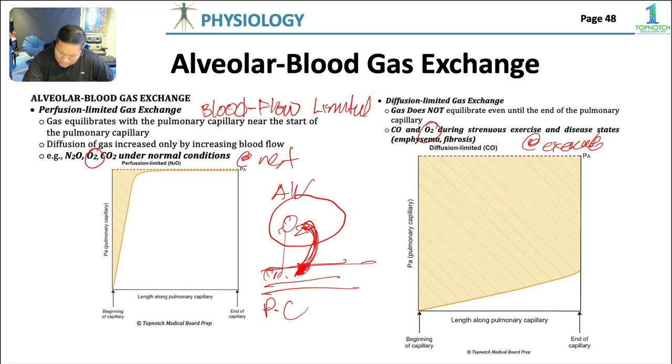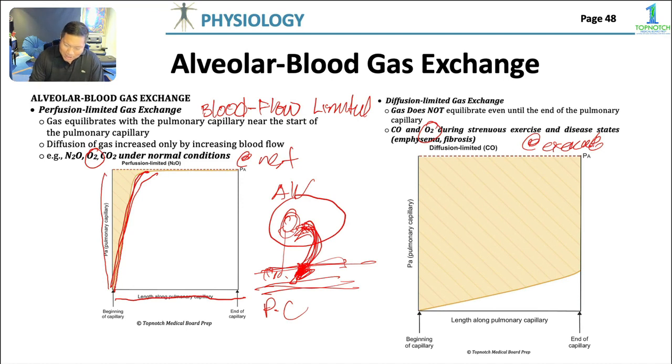Take a look. This is the length of your pulmonary capillary, and this is arterial oxygenation. In the first few parts, very early in the length of the pulmonary capillary, the saturation is already high. Oxygenation is already high. It means the oxygen readily gets into the pulmonary capillary. What limits how much oxygen you can get from the lungs is blood flow. You are perfusion limited in your oxygen transport during resting, normal conditions.